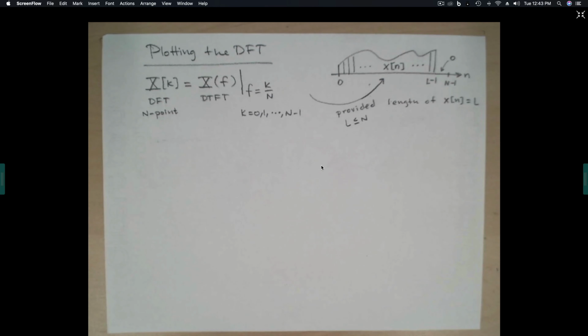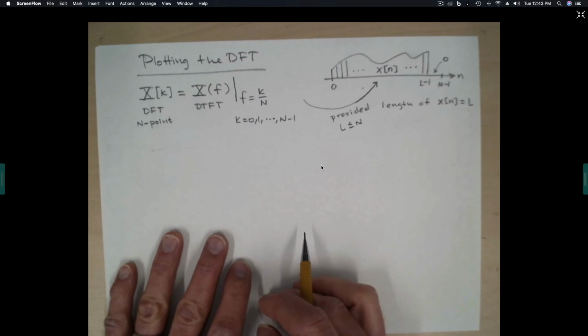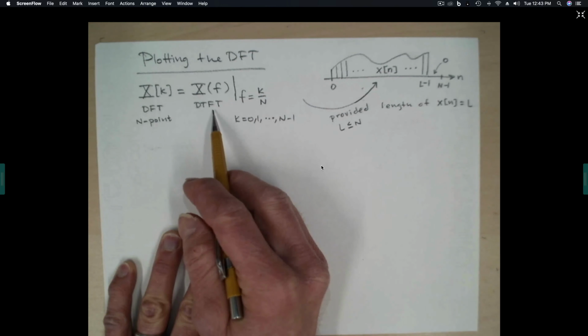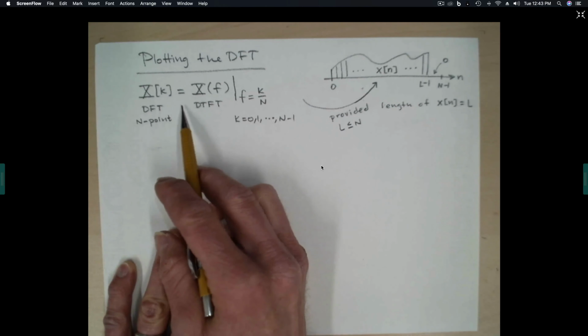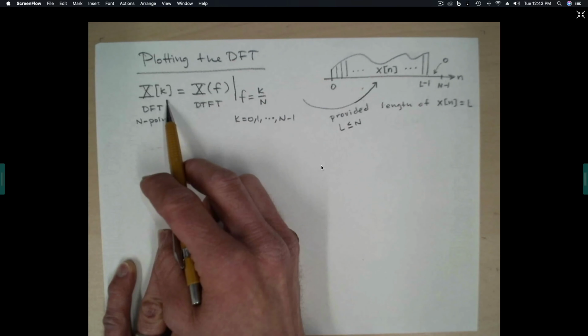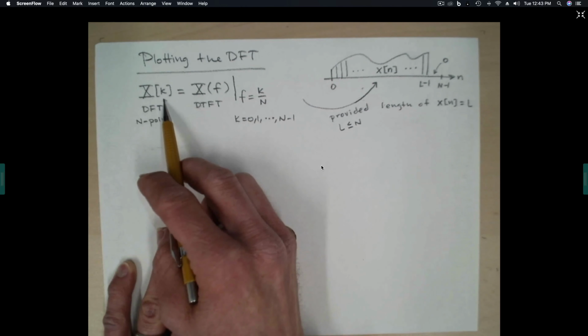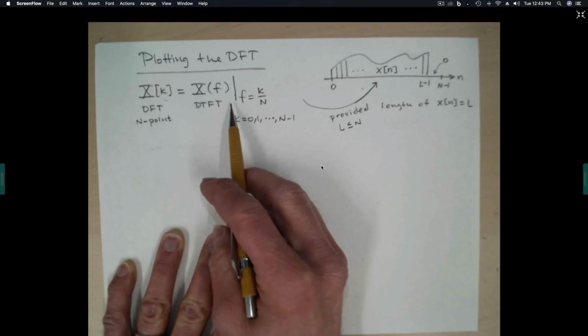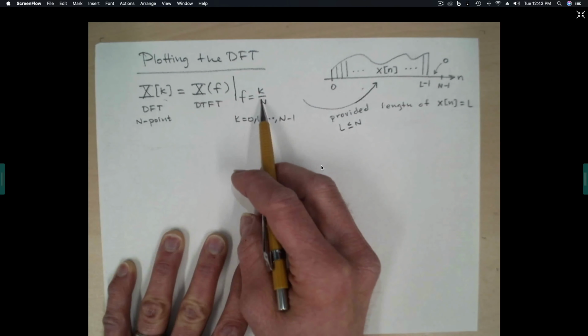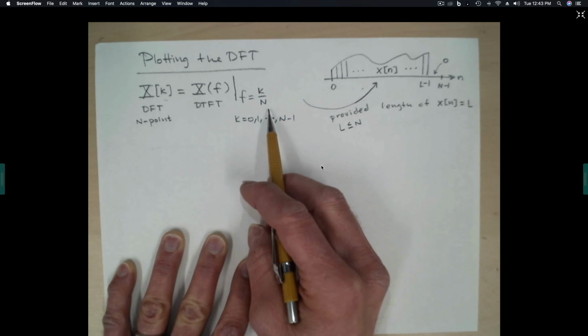Alright, this video is about plotting the DFT. To begin, I want to remind you that the DFT is related to the discrete time Fourier transform, the DTFT, by this sampling relationship described here. So what we have is that the kth frequency bin in the DFT is equal to a sample of the DTFT at frequency k divided by N.